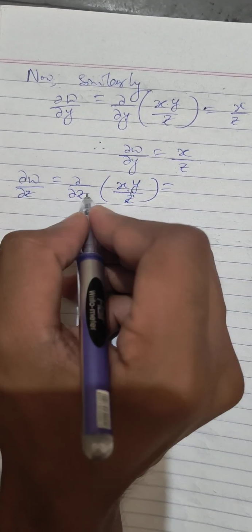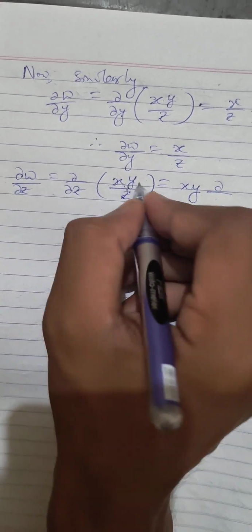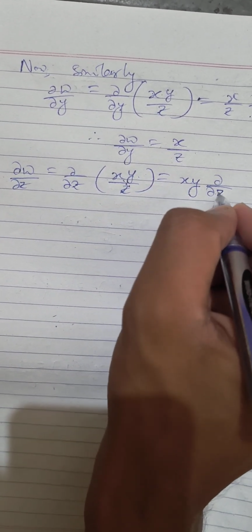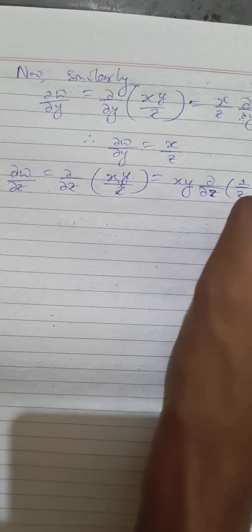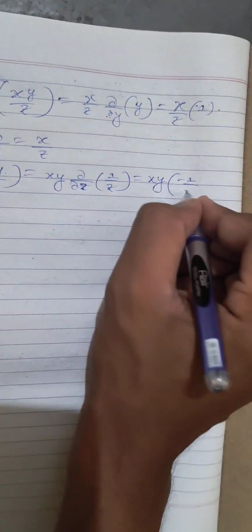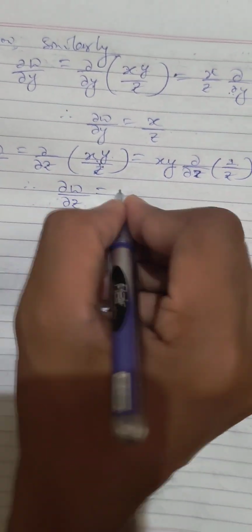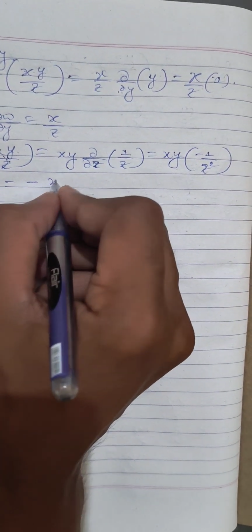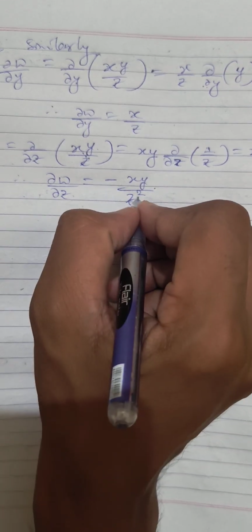Here we are differentiating partially with respect to z, which means x into y is constant, so take the x into y term outside. We are left with only del by del z of 1 divided by z. Again x into y, and the derivative of 1 by z is minus 1 divided by z square. So therefore del w by del z is equal to minus xy divided by z square. This is the value of del w by del z.